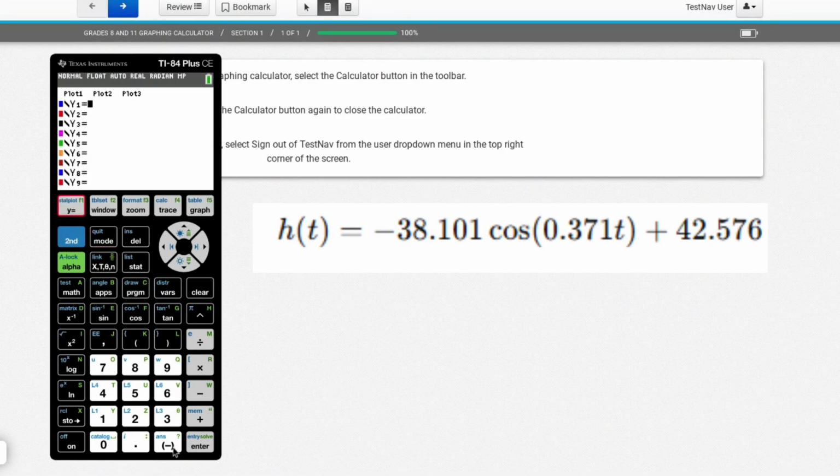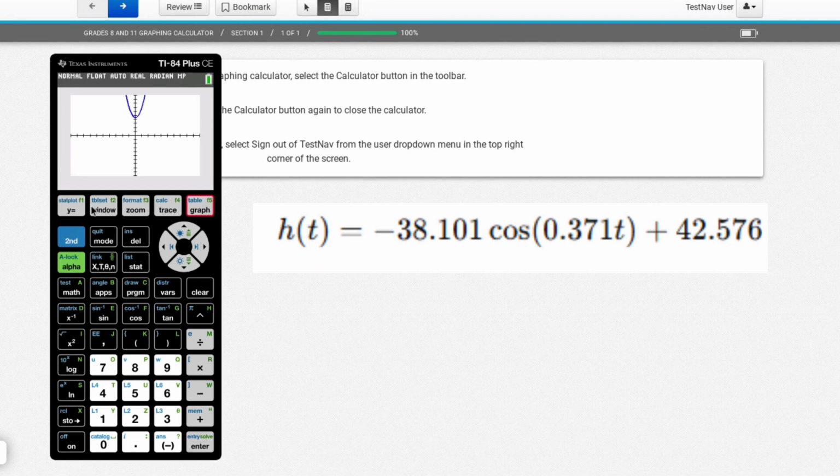So we've got negative 38.101. Ooh, my favorite amount of Dalmatians. Cosine, parentheses automatically pops up, 0.371. T is x, x is t, all the same thing. Close those parentheses, plus 42.576. All right. If you hit graph, not going to see a whole lot.